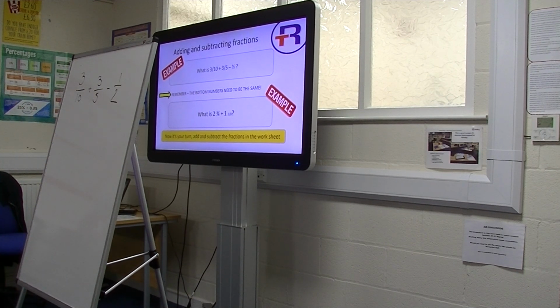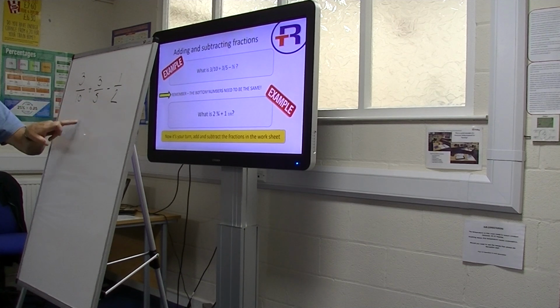Adding and subtracting fractions. We approach it exactly the same as we've just approached comparing fractions. We look at what we've got. We've got 3 fractions. Are they improper? Are they mixed? No, they're all fractions. Happy days, we can just continue working with them. Second thing we look at, the bottom numbers. 10, 5, 2. They're all different. However, just by looking at those numbers, we know we can make them all the same.